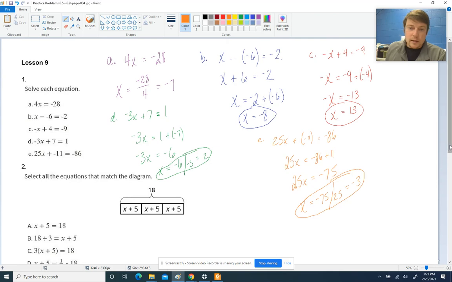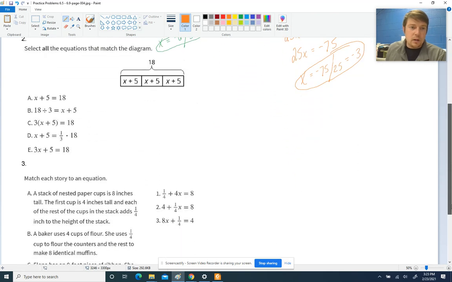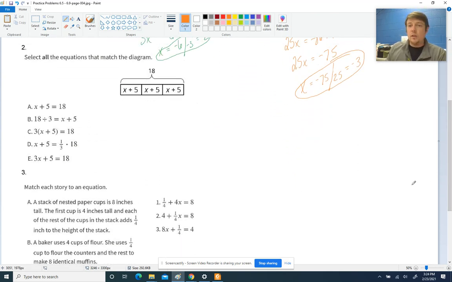Let's move on to the next section. That's just practice. You need to work on those, especially if you stink with your negatives. We need to get better at those. So work on that. The equations that match the diagram.